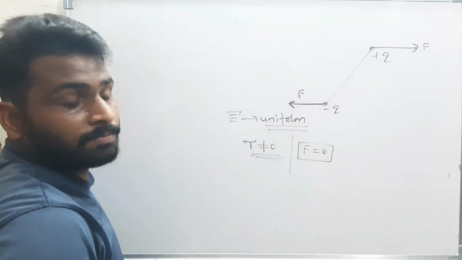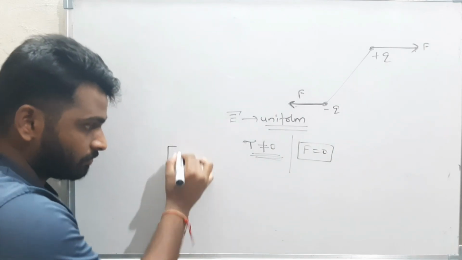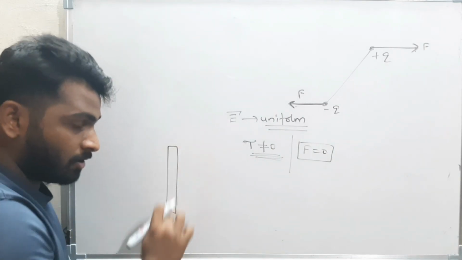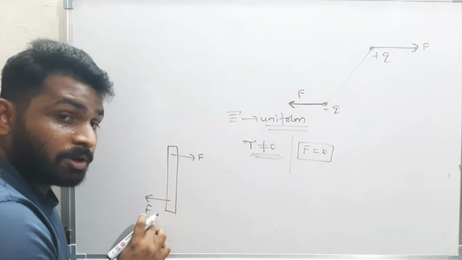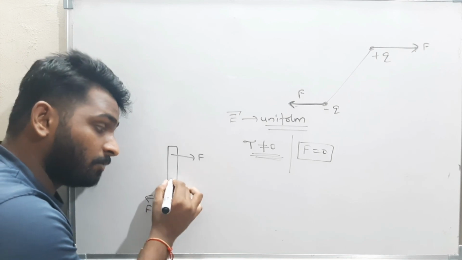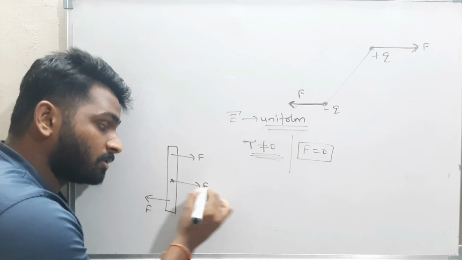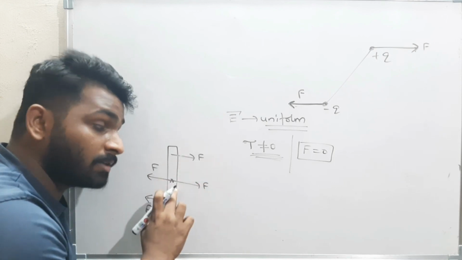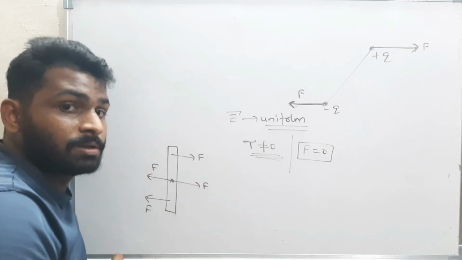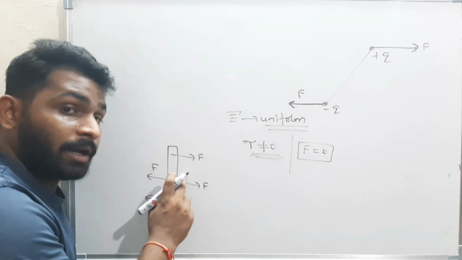of mass. If this is a rod, if I am applying two forces, F and F, I should assume these forces are acting at the center of mass. If they are at the center of mass, the forces are acting like this. I have to assume as if the forces are acting at the center of mass. Always remember this. Always the forces are acting at the center of mass.